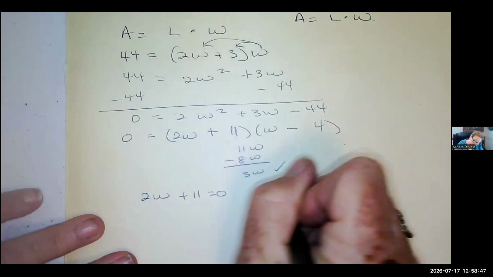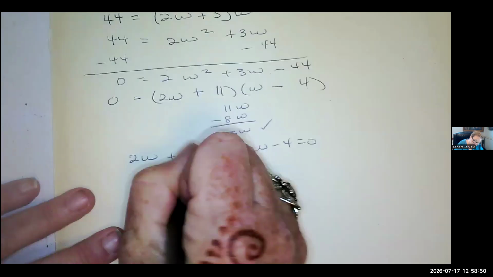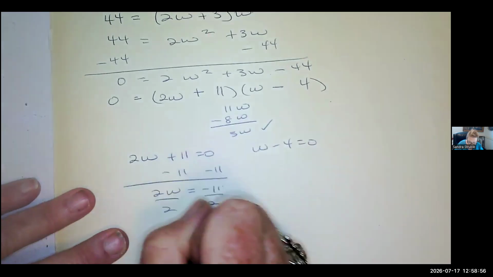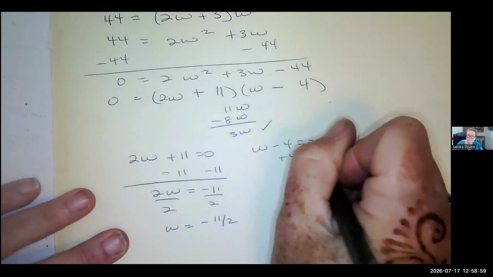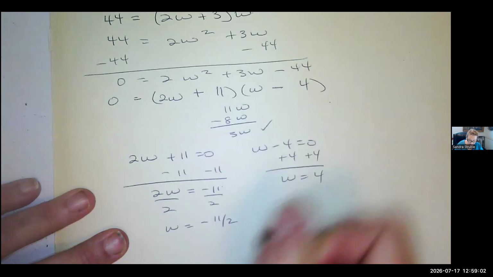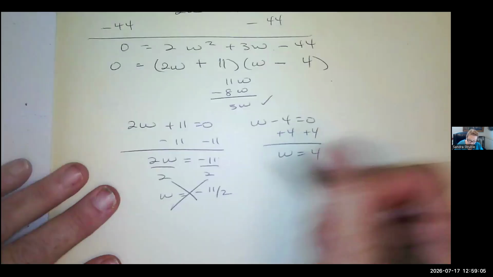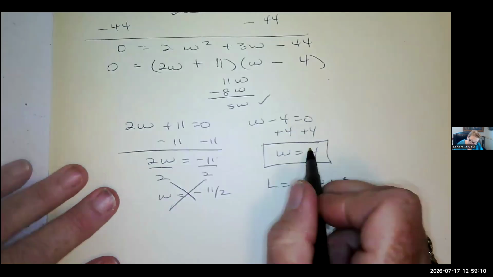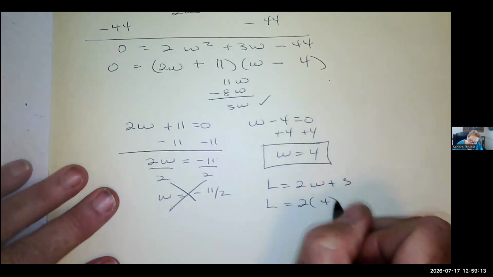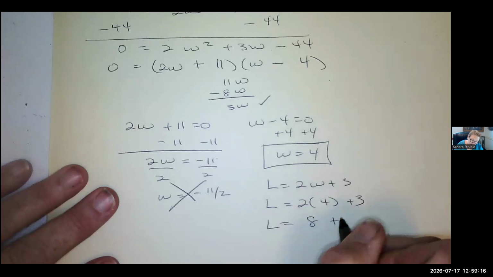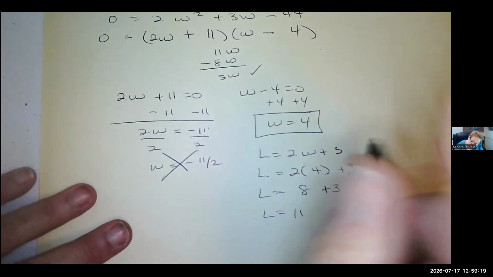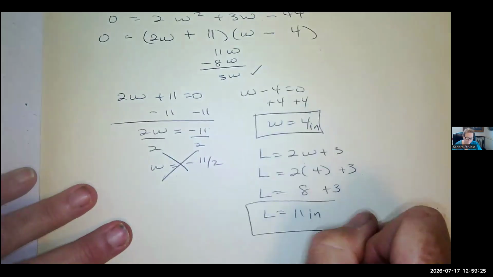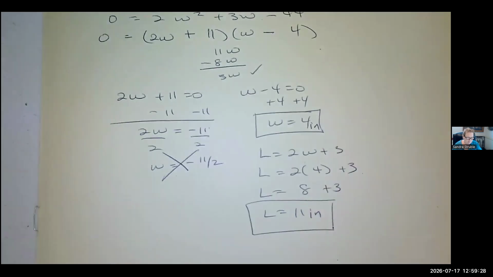Solve for W. Divide both sides by 2. Add 4 to both sides. Okay, a measurement can't be negative. So our width is 4, our length is 2W plus 3. We just need to substitute 4 for W. 8 plus 3 is 11. Oh, not done. It's square inches, so these need to be inches. Don't forget your units. You can lose points on that. I don't want you to do that. All right, that's 9.